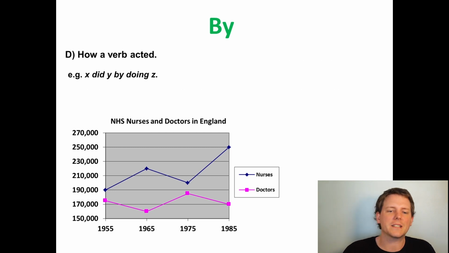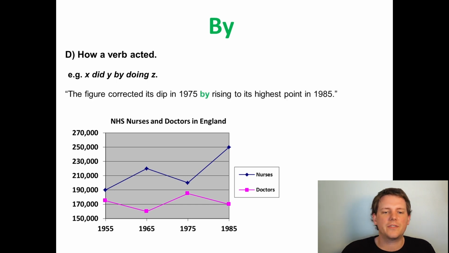How a verb acted. X did Y by doing Z. The figure corrected its dip in 1975 by rising to its highest point in 1985. How did it do something? It corrected its dip by doing something, by rising. And you can see that in 1975 it was about 200,000, it was in a dip, and it rose out of it again.